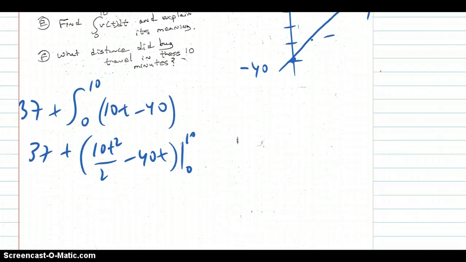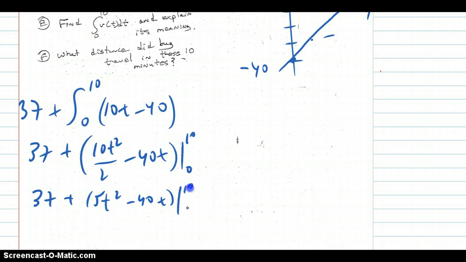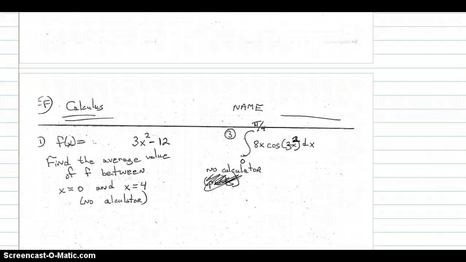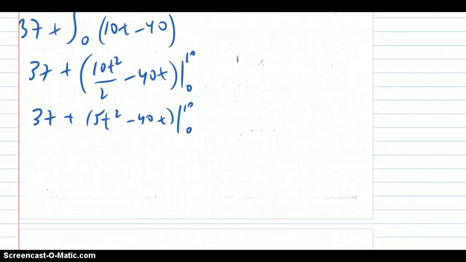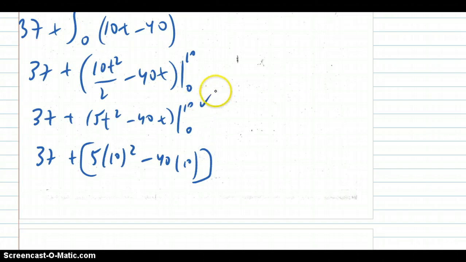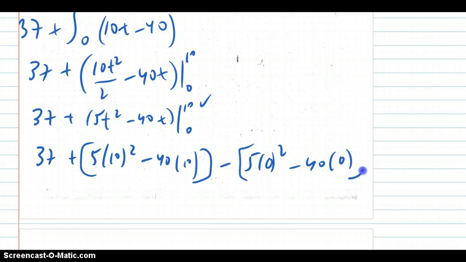Here's where you can help me out, Joe. That's 37 plus 10 divided by 2 is 5, t squared minus 40t. And the rule says that you plug in 10 and you plug in 0, and see what you get. Wow, it disappeared. Obviously, this isn't my best video ever. So 37 plus 5 times 10 squared minus 40 times 10. That's the first piece when you plug in 10, and then you do minus 5 times 0 squared minus 40 times 0. I'll need your help with some of these calculations.